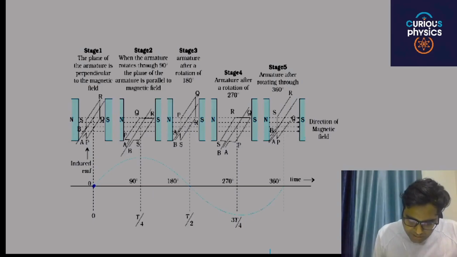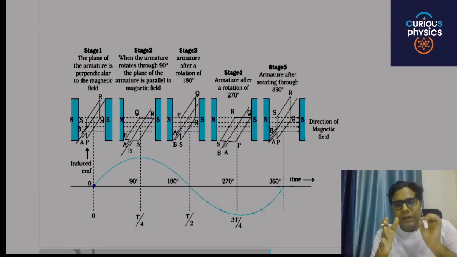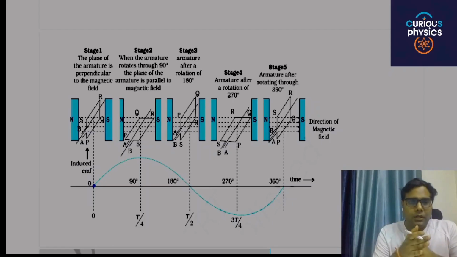Initially, let's say this loop is perpendicular to the magnetic field. Then what will be the angle with the area vector? Because the area vector is perpendicular to the loop. If the loop is perpendicular to the magnetic field, then this will be the area vector. Meaning to say that initially the angle between magnetic field and area vector is 0. Then what will be the value of EMF? E naught sin omega t at 0 is 0.